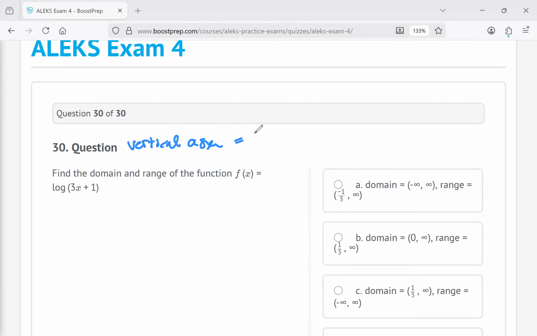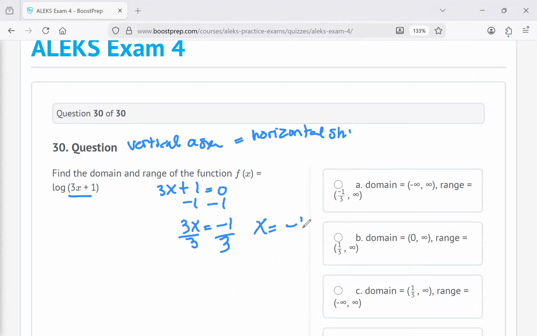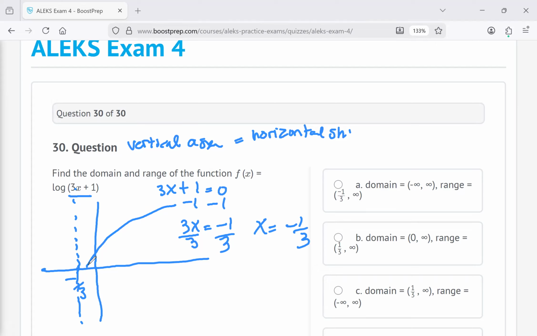So what is our horizontal shift? It is 3x plus 1. So I'm going to set that to 0 and solve for x. Okay, I'm going to divide this by 3, and you get x equals negative 1/3. So what that means, it's going to look something like this. Let's pretend this is negative 1/3. I have a vertical asymptote like this. You have an x-intercept, and yeah, I think it's going to look like this.